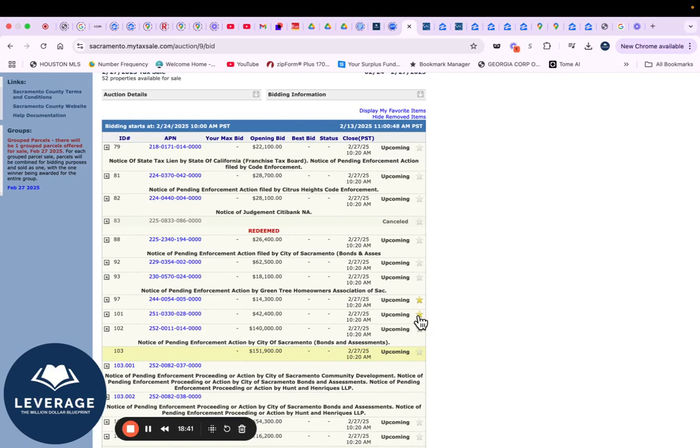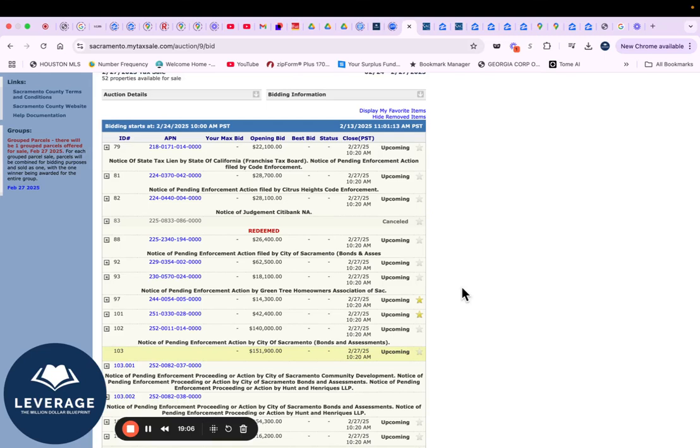For example, if I bid up to 150,000, I would like to double my money. Some of these, as you guys can see, are worth 500,000. If I could sell it for 300, I've just doubled my money in a matter of 60 to 90 days. So that is tax deed investing in a nutshell.